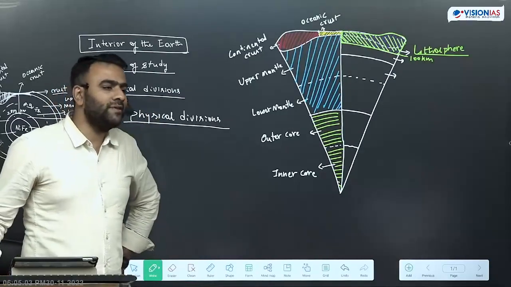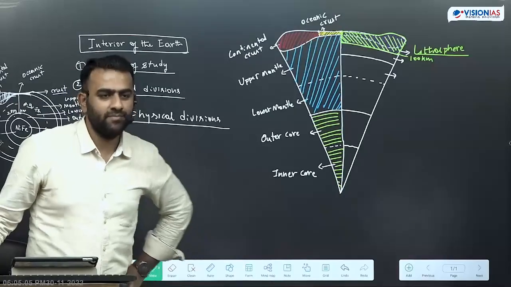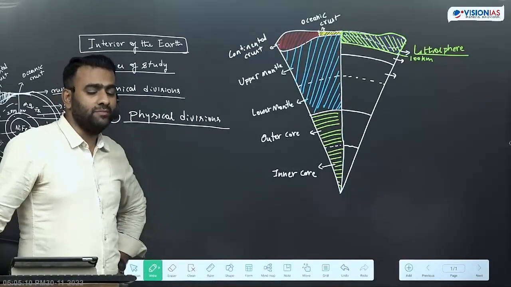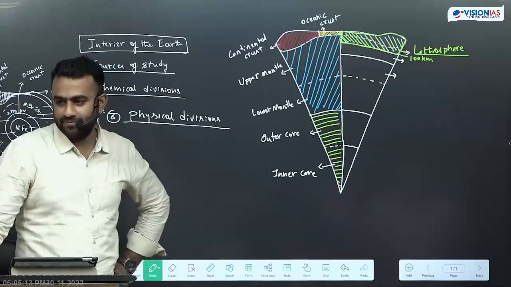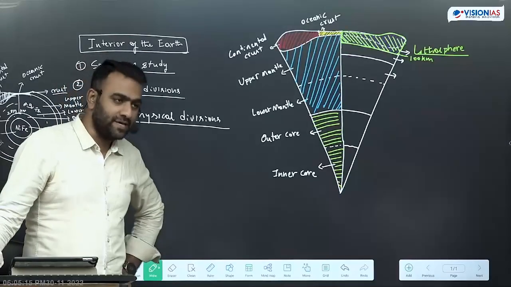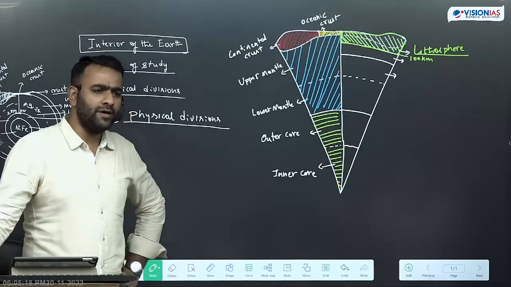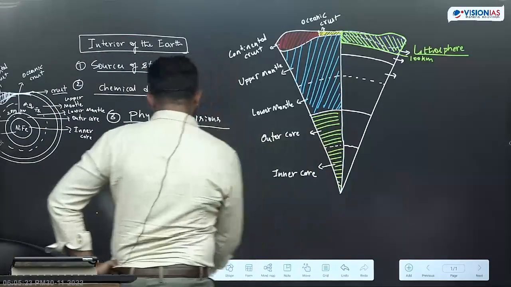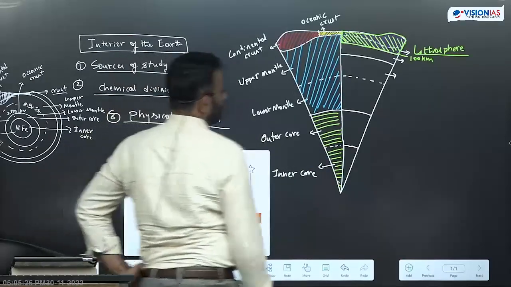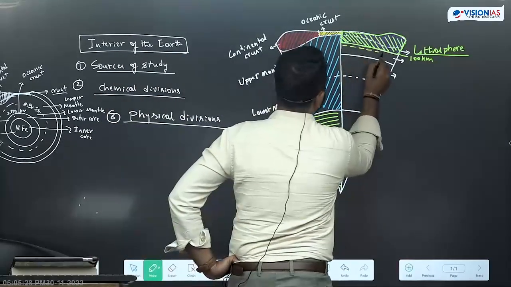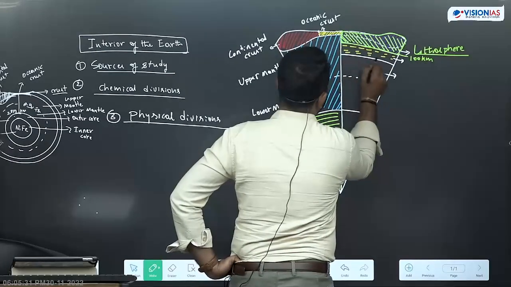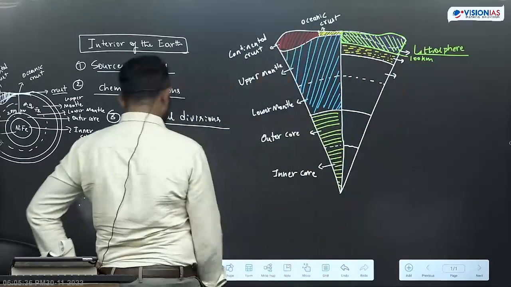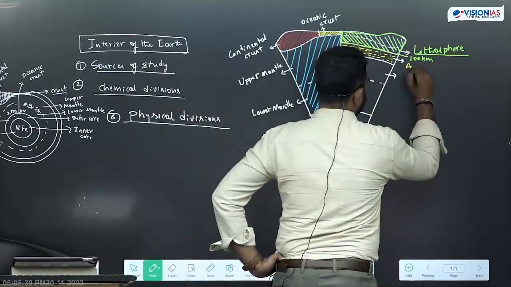So how do we identify this? This is different from the other parts of the mantle. How? This is totally solid, hard and rigid. It is a hard and rigid layer, completely hard, cold and rigid. Fine. And below that there is another separate layer, which is called asthenosphere.